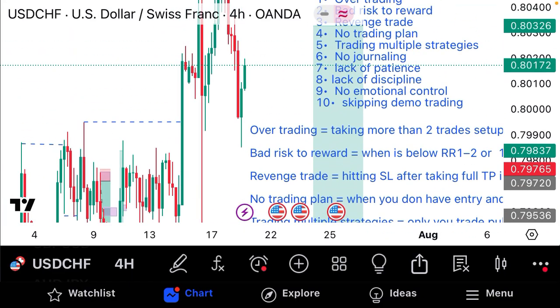Then skipping demo trading is very, very simple. When you don't backtest, you just learn one setup on YouTube and you rush and fund your account with your own money. It's a very good thing if you have the money, but if you don't have the money, it's always advised you go for demo trading. Not the normal demo trading. Some prop firms out there, like Fundednext, give you a free trial, where you are trading their prop firm account.